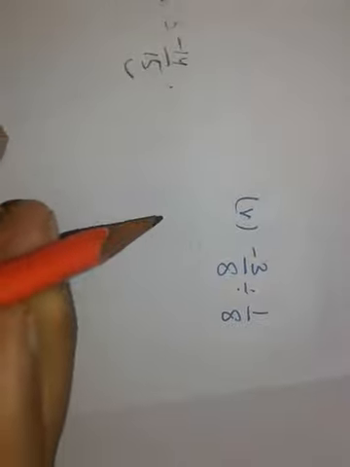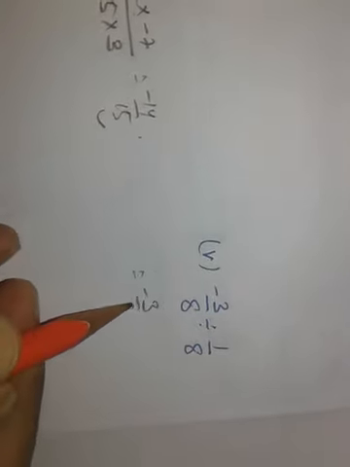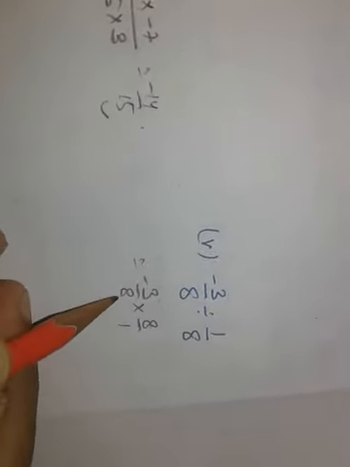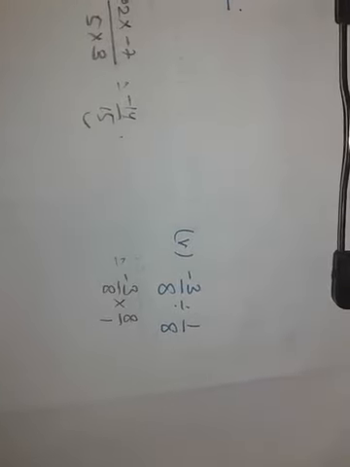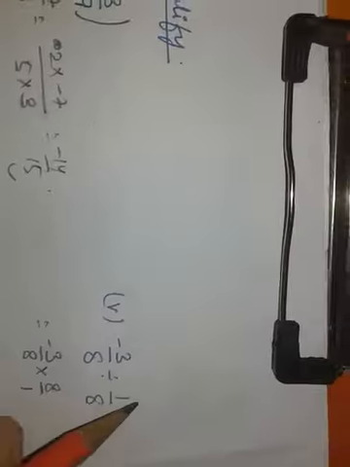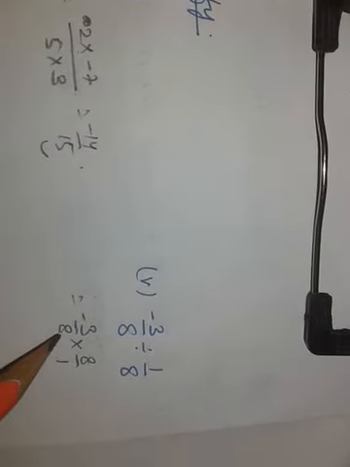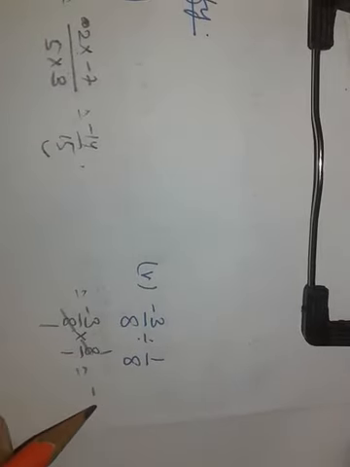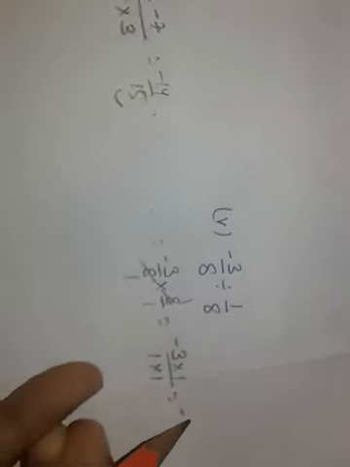Here is the question: minus 3 by 8 divided by 1 by 8. How do we go? Simple. We have to multiply minus 3 by 8 by 8 by 1. When division changes to multiplication, the divisor, that is the second rational number, changes to its reciprocal. 8 ones are 8, 8 ones are 8. How much do we get? Minus 3 into 1, 1 into 1, that is minus 3 only.